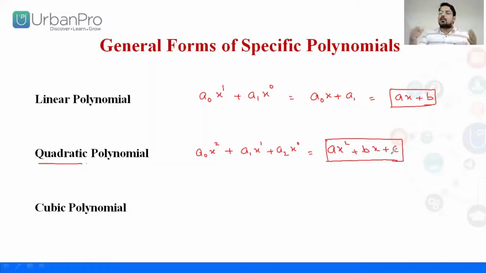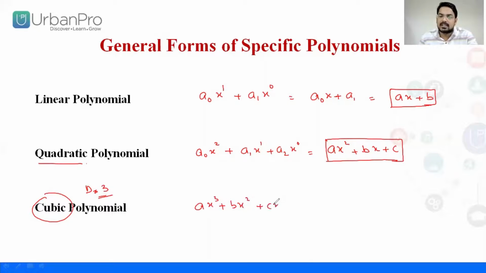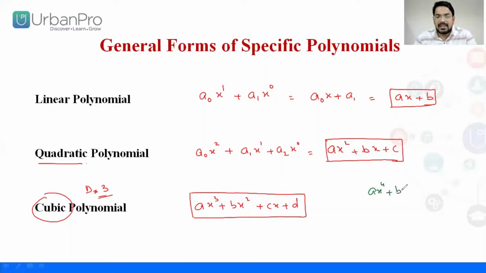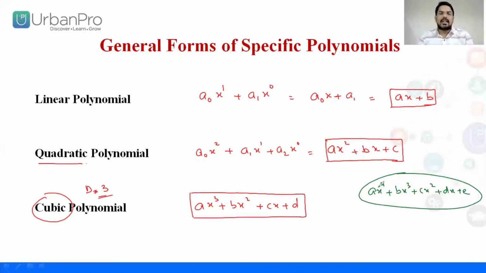Similarly, we can write the general form of any polynomial as long as the degree is given to us. So we know that in a cubic polynomial, we have the degree equal to 3, right? So we can write it as ax cube plus bx square plus cx plus d. If I ask you the general form of a quartic polynomial, we can write it as ax raised to power 4 plus bx cube plus cx square plus dx plus e. This is the general form of a quartic polynomial. That is how we write the general form of any polynomial.